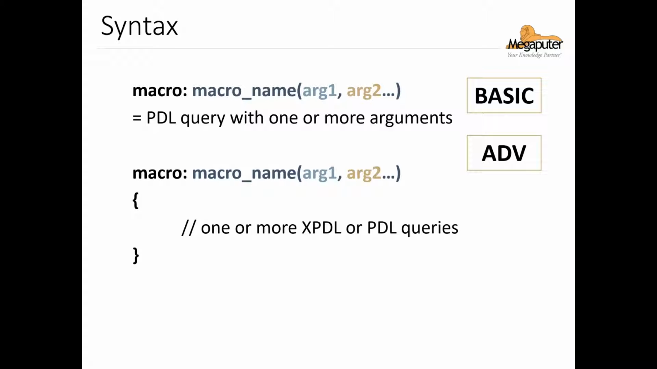So how do we do this? Well, with the basic XPDL macros, if you remember from last video, the syntax is we declare a macro with macro colon, and then we provide a name, a list of arguments, and then equals a PDL query with one or all of these arguments that we used. An advanced macro is very similar. We declare the macro, we give the name, parentheses, argument 1, argument 2, etc. And then we don't have an equal sign, but we open up a set of curly brackets. And then we define our XPDL queries, XPDL rules, actually, I should say.